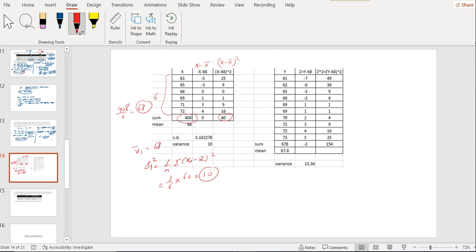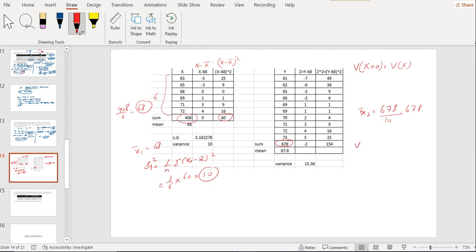And x1 bar is 68. Now in the second case we have calculated the sum, and its value comes out to be 678. So the mean x2 bar is 678 by 10, so it is 67.8. And what about the variance? For variance, we know that variance is independent of shifting of origin. Variance of x plus a is the same as variance of x. So we have shifted the origin, calculated the deviation about the point 68 only, and we assume this as z.